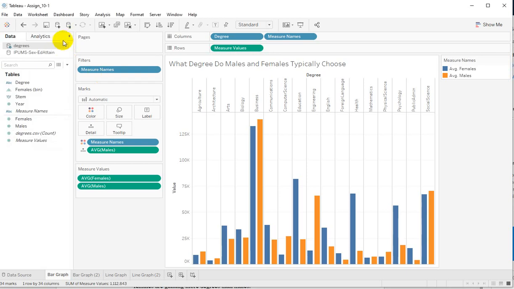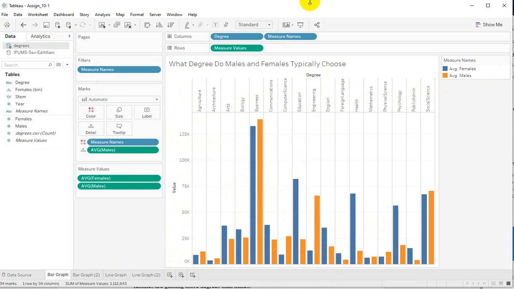Hi there, I was just going to demonstrate a couple of quick things you can do to clean up a bar chart. Here's a classic side-by-side with females and males in blue and orange. We've got the degree across the top and the number of degrees being handed out on the Y.